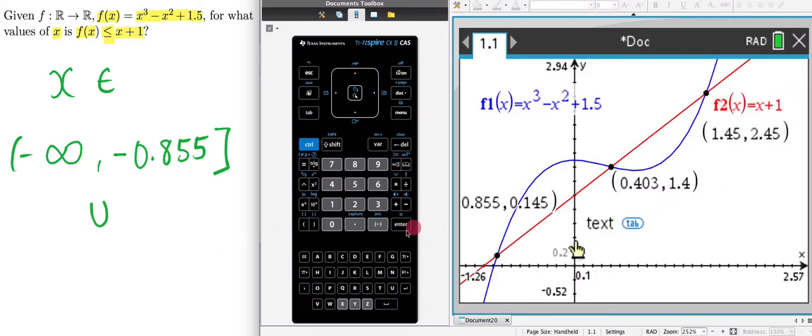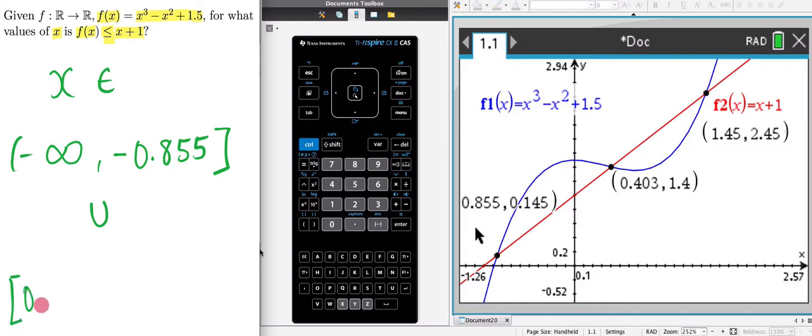So I'm going to come and write in my answer. It's going to be 0.403. And remember, I'm including this point, 0.403, all the way to 1.45. And I'm going to write that in as well, 1.45, and I'm also including it, so square brackets. And this is our answer.